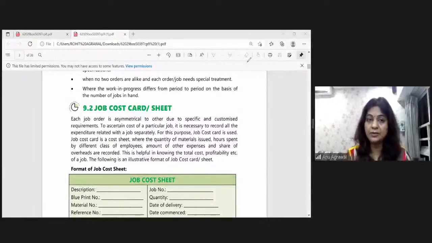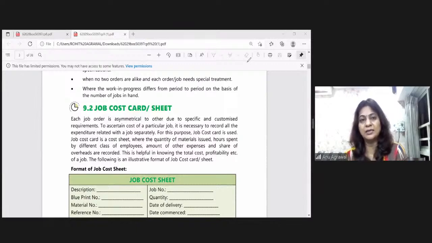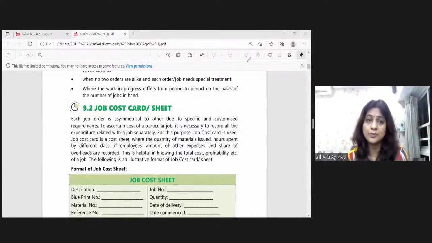The time may differ, because the ultimate output is specific to the customer, right? If customer has ordered X product, then I'm doing X job. If the customer has ordered Y product, then I am doing Y job. And it's all being done in my factory. Yes, so job cost sheet. I think I've answered your question, right, Rahul?